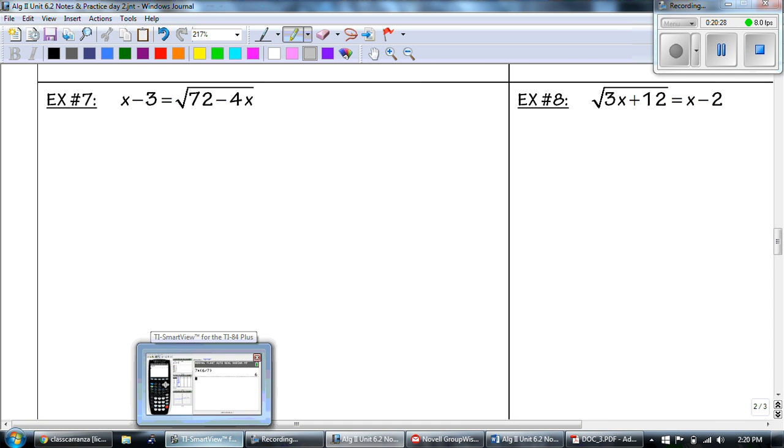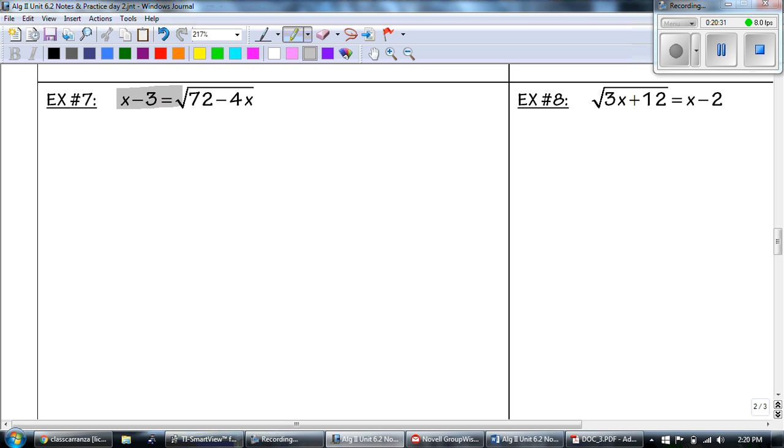Number 7. So here's our equation. We're all by ourselves over here. So what I want to do is take the square of both sides to get rid of the square root. So we have (x - 3)(x - 3) equals 72 minus 4x. So what I want you to do is distribute, combine like terms, and set it equal to 0, and we'll pick it up over there. So go ahead and pause that video, and good luck.